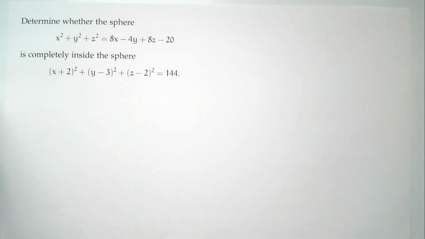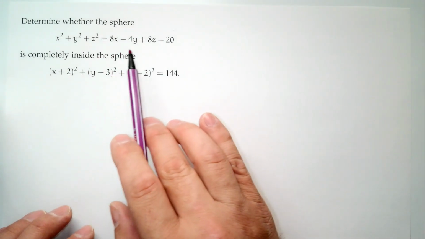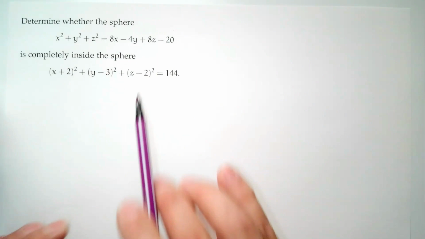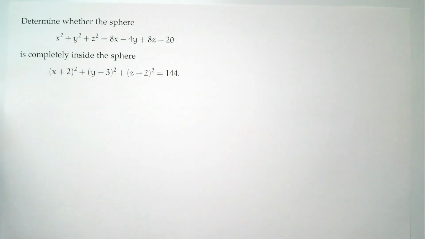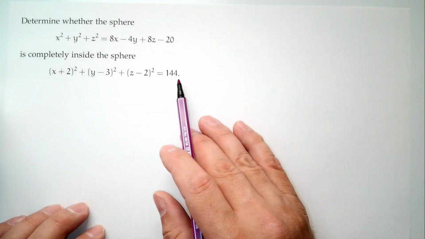So today's problem. Determine whether the sphere x squared plus y squared plus z squared equals 8x minus 4y plus 8z minus 20 is completely inside a different sphere. x plus 2 squared plus y minus 3 squared plus z minus 2 squared equals 144.